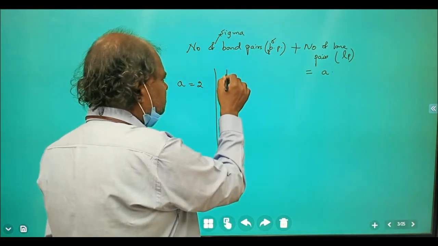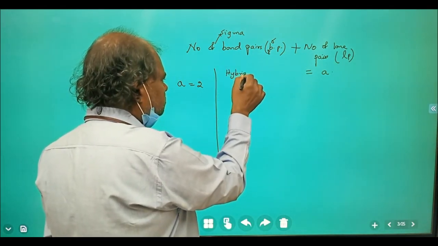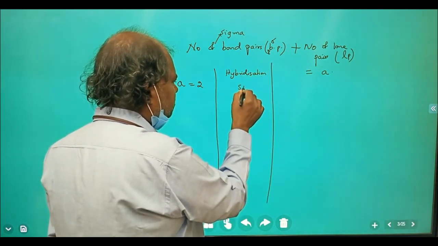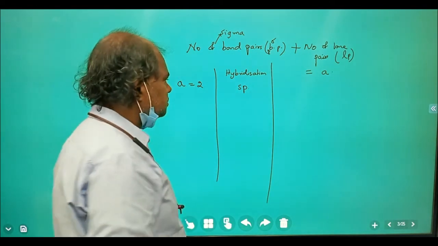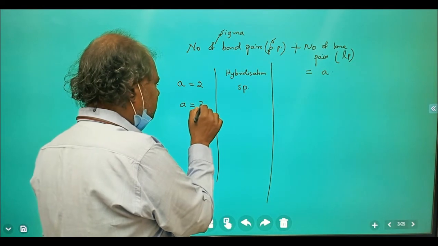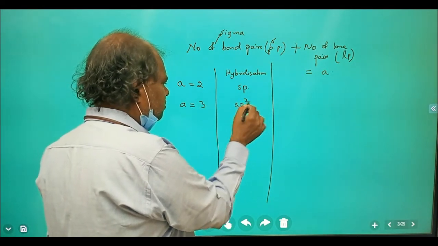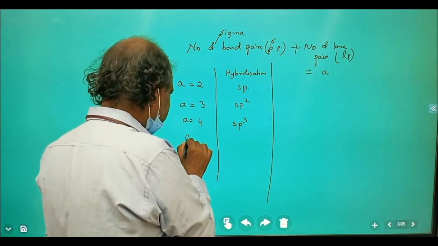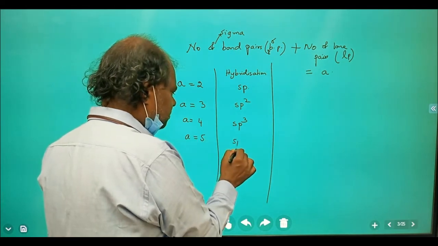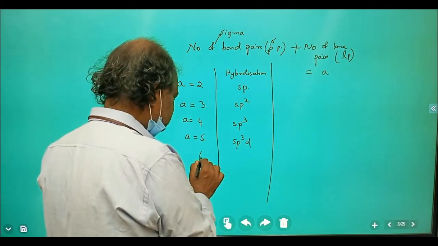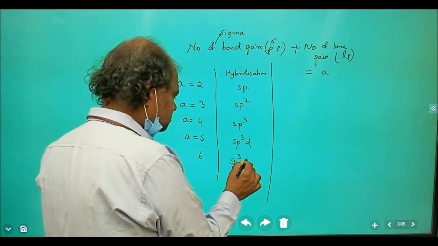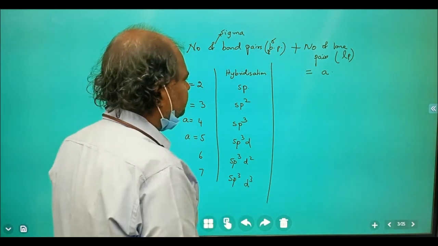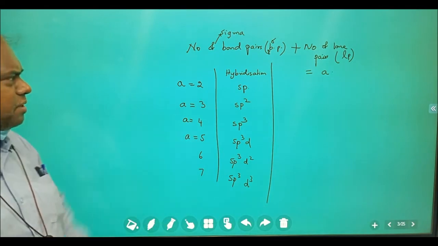we can write the hybridization. Tell me, what will be the hybridization if this number is 2? SP. Fine. If this number is 3, okay. If this number is 4. We have done this in theory also. If this number is 5, what will be the hybridization? SP3D. And 6. Okay, fine. So very simple, you can know the hybridization.